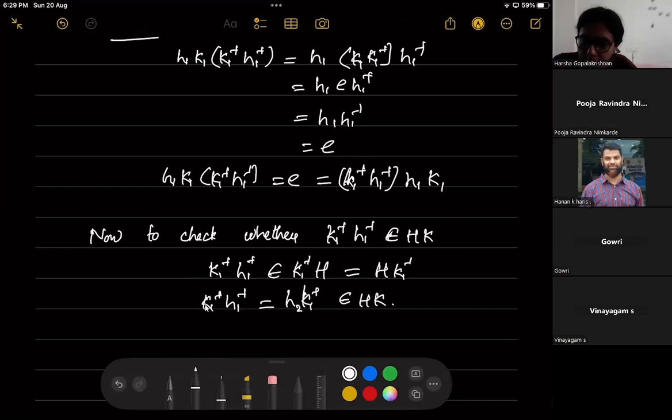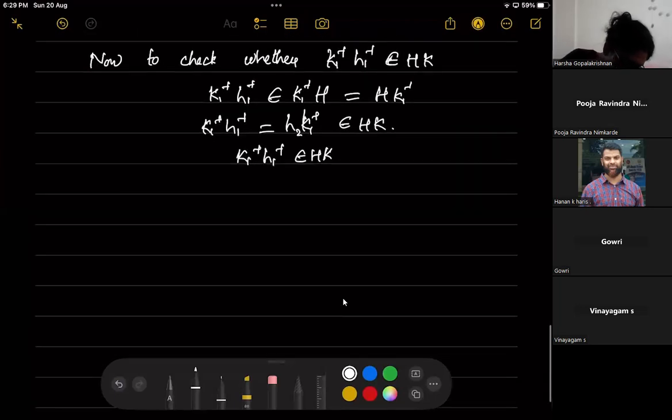So basically what we are getting is K1 inverse H1 inverse belongs to HK. That is what we want to prove. Because this is our inverse element. We know this is the inverse from the group G. So we found that this belongs to HK. We proved that. So for any element in HK, the inverse of that element also belongs to HK. So we proved all the conditions of a subgroup. So HK is a subgroup.